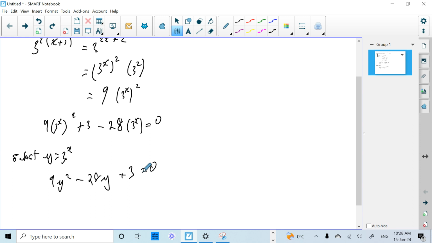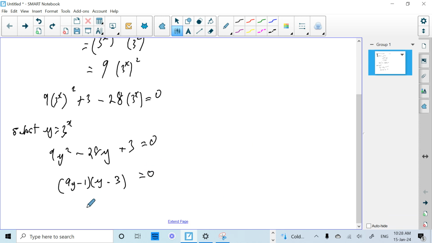And that factorizes nicely into 9y minus 1, because the factors of the c term are 1 and 3. So I've got 9y minus 1, and then y minus 3, not plus 3, because a minus times a minus gives a plus. So it's got to be minus 3, equals 0. So you end up with the values of y. Therefore, y is equal to 1 over 9, or y is equal to 3.